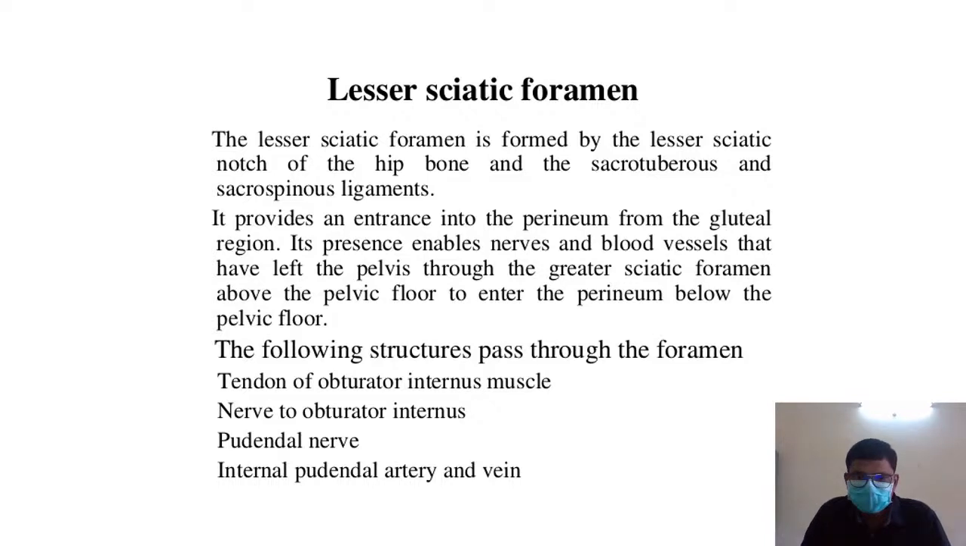These are the structures which pass through the lesser sciatic foramen: the tendon of the obturator internus muscle, the nerve to the obturator internus, the pudendal nerve, the internal pudendal artery and the internal pudendal vein.